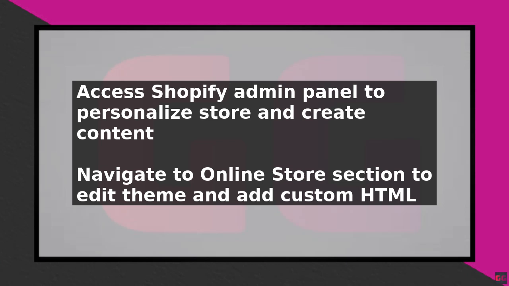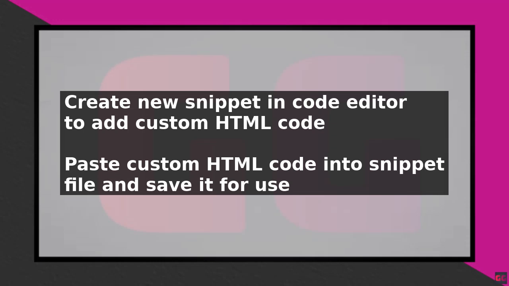In the code editor, you will see a list of files and folders. To add custom HTML, you need to create a new snippet. Click on the Add a New Snippet button and name your snippet. For example, Custom HTML. This will create a new file where you can add your custom HTML code.